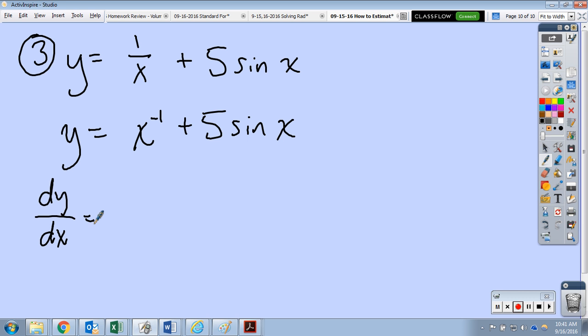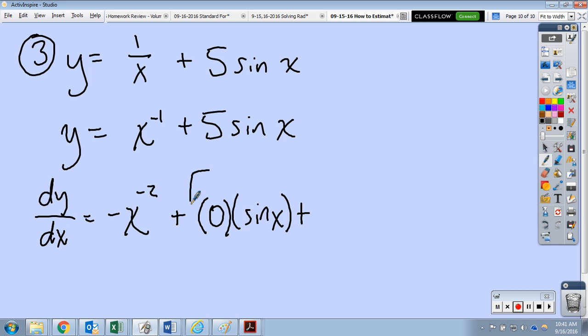dx would be equal to negative 1 in the front, drop it down 1, and then now the derivative of 5 sine x. Now, this is where we have to use product rule, which I'm going to have to assign you guys homework on, product rule and quotient rule, because it takes practice. The derivative of the first is 0. Leave the second guy alone. Plus, leave the first guy alone, times the derivative of the second, which is cosine of x.